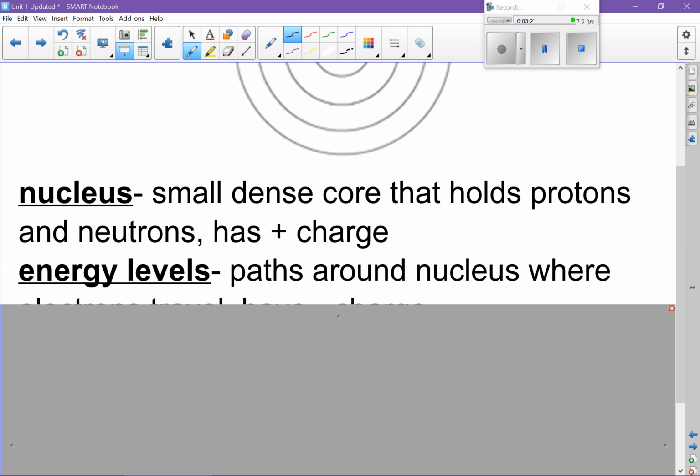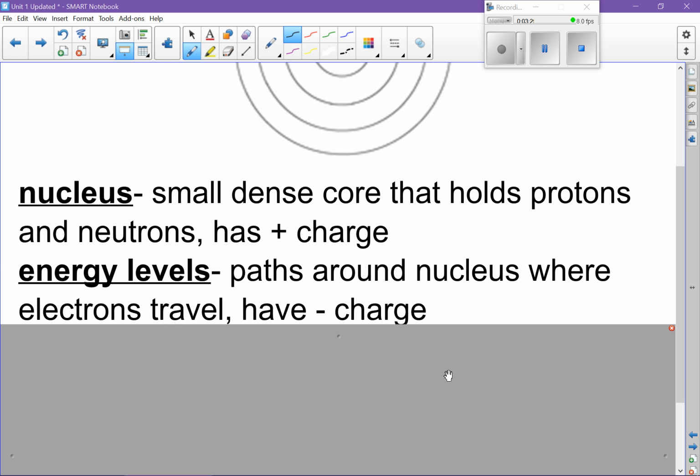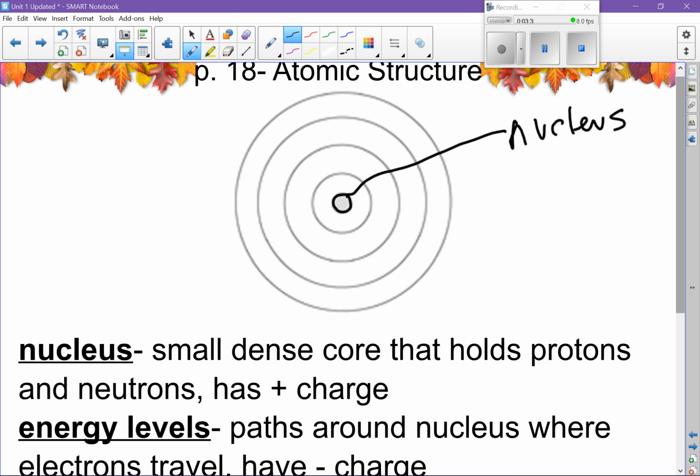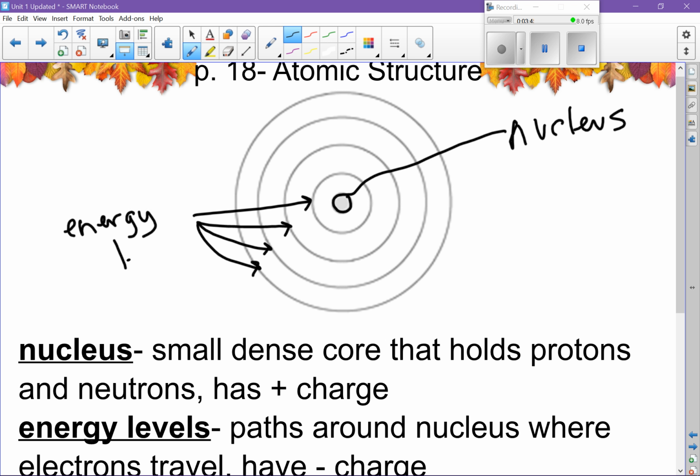Another part that we already mentioned are the energy levels. Those are the paths around the nucleus where the electrons travel. Because electrons live there, that's what gives them a negative charge. So all of these rings around this atom has 4 energy levels. That's where I would find the electrons.